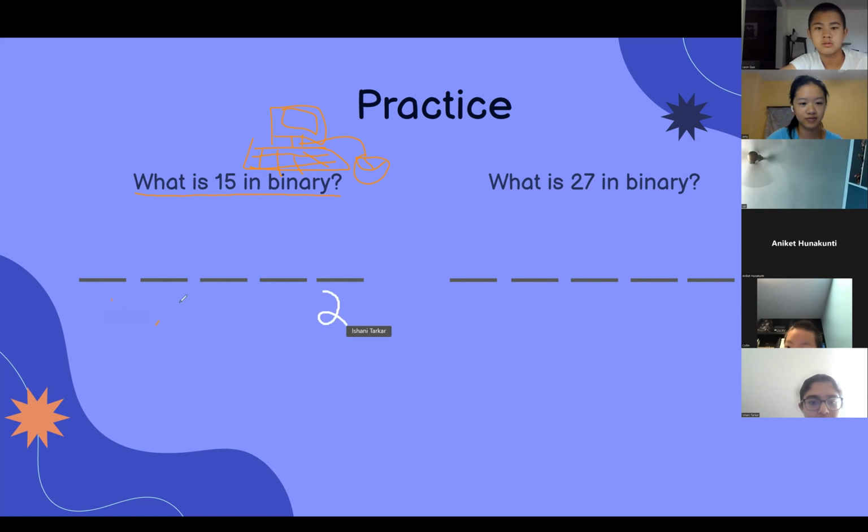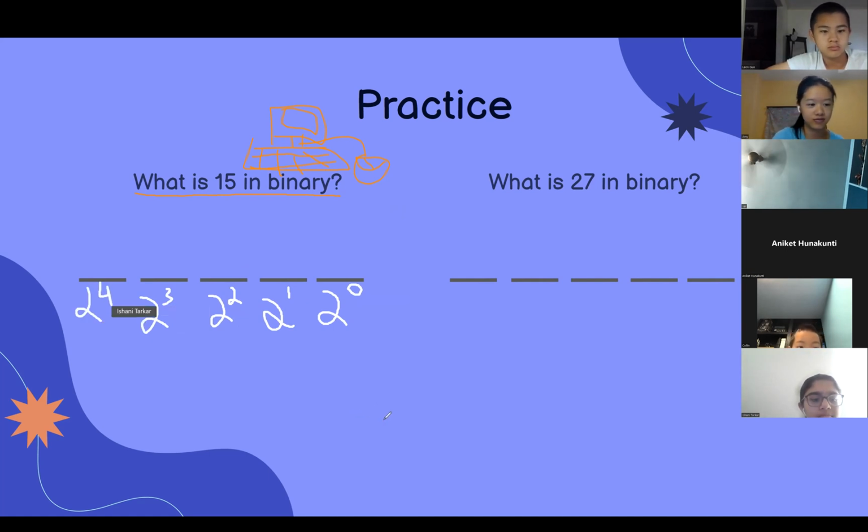Let's number each of the place values. So 2 to the power of 0, 2 to the power of 1, 2 to the power of 2. You'll see that I'm numbering from the right. You can number from the left, like the place values. It doesn't really matter, you're going to get the same place values. But just make sure that your rightmost value is always 2 to the power of 0. Otherwise, you'll get the wrong number.